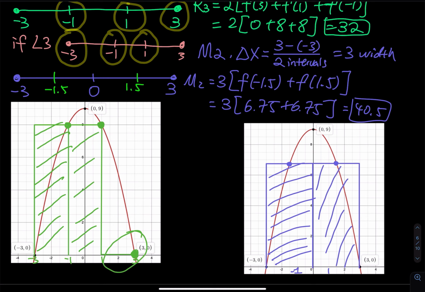All right. And one more time, how come we don't use the -3? Because if you take -3, you go 3 units to the right, there is nothing on the right because that is out of the domain.